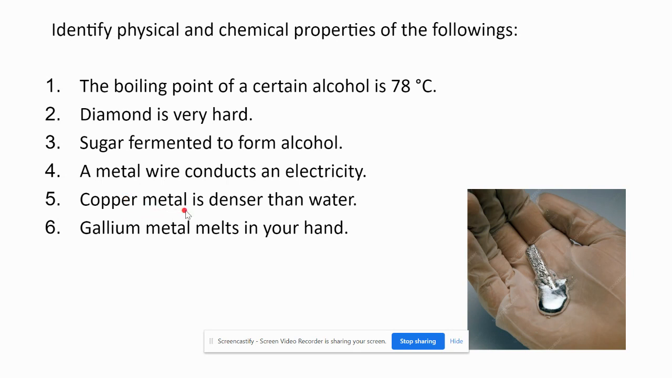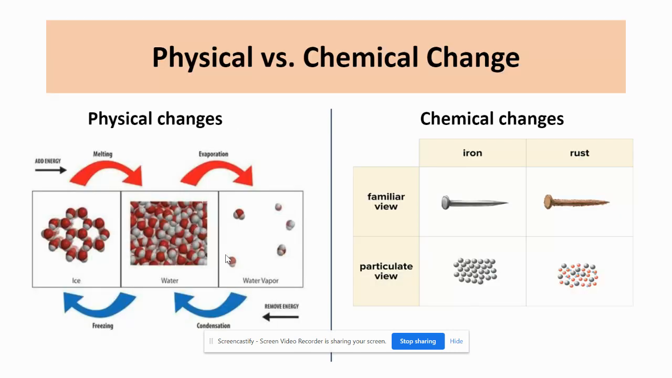Copper metal is denser than water. When you talk about density, you're not talking about chemical reactivity. So number five is still a physical property. Gallium metal melts in your hand, and you're talking about melting point. So yeah, this is a physical property.